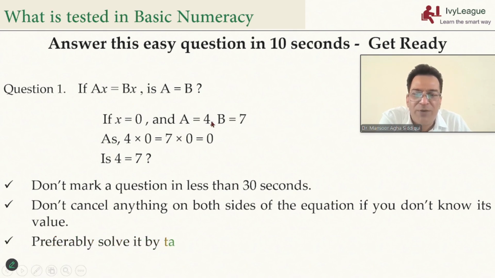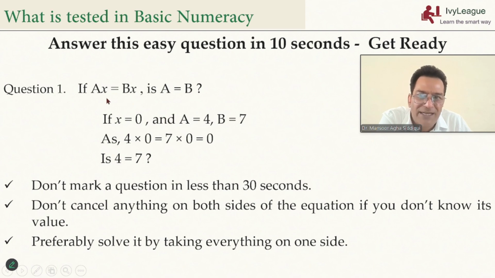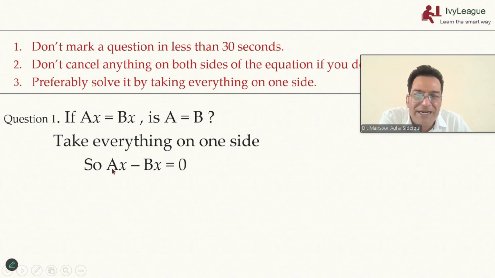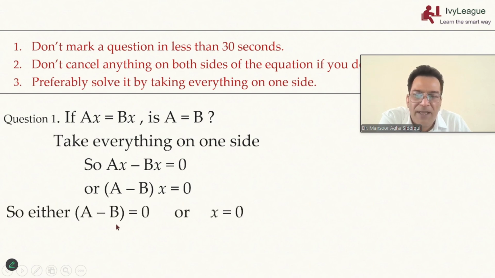Instead, what you should be doing is solve any such question with an equation by putting everything on one side of the equal to sign. So take everything on one side and you end up getting ax minus bx is equal to 0. When you simplify it further, you get (a minus b) multiplied by x is equal to 0. Either a minus b is equal to 0 or x is equal to 0.